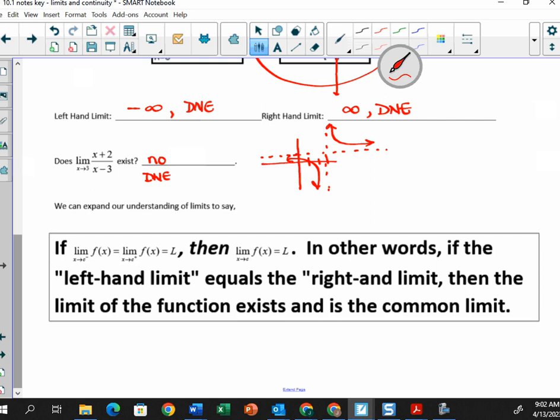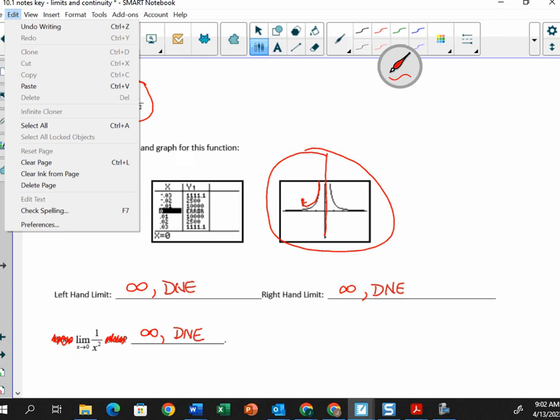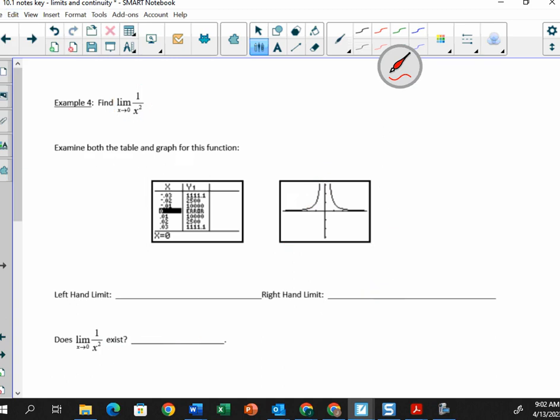All right, guys. Again, back to left-hand limit, right-hand limit must equal each other for the overall limit to exist. Continuing. We're getting there, guys. All right. Look at this interesting little graph. There's really not that much left.